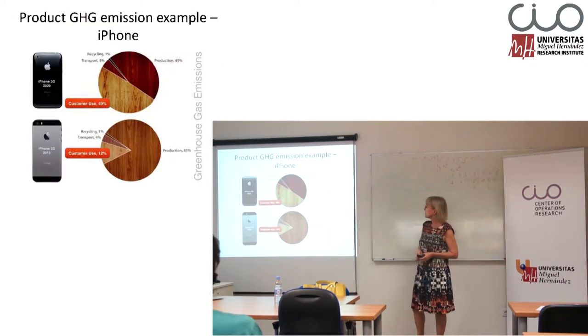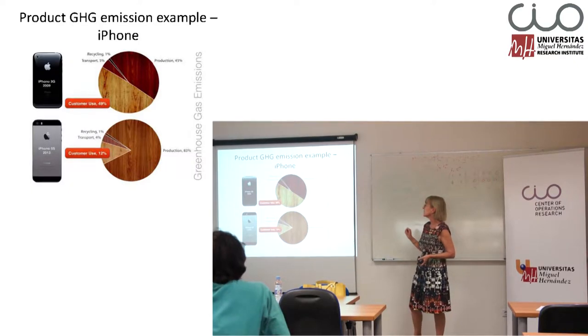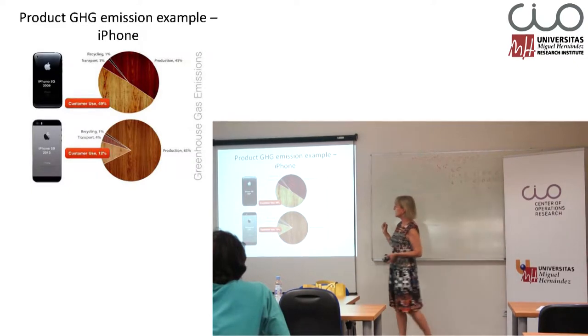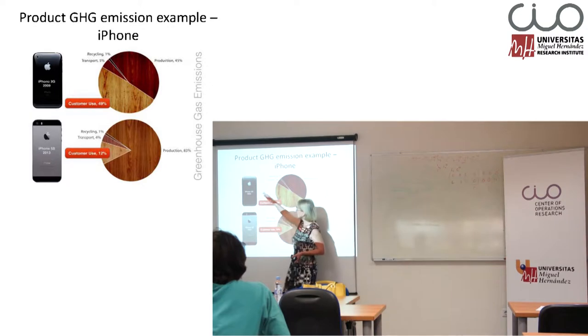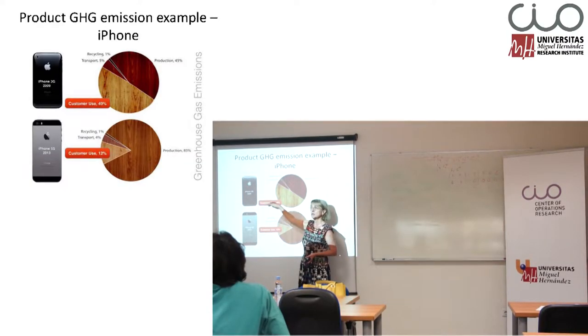So for instance, Apple started putting some information about it out quite some time ago. And this was looking at, let's say, iPhone 3G and iPhone 5S. So it was 4 years between them. And you can see, for instance, when you look at how the gases were distributed for iPhone 3G, almost about half was coming from customer use. And what it means is actually charging your iPhone.